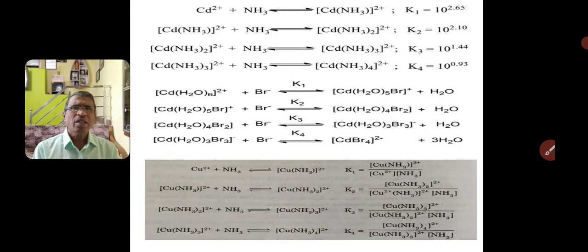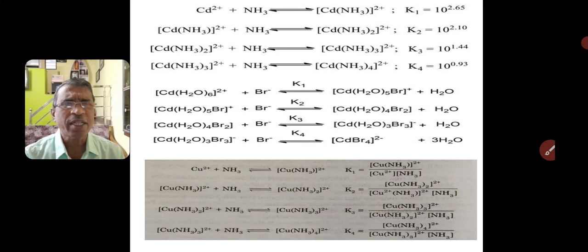So these are the equations concerned with the cadmium as well as copper complexes, how the formation constants are calculated and how the values are given. As I have said, in case of the cadmium complex, the value is given as K1 is equal to 10 raised to 2.65, K2 is equal to 10 raised to 2.10, K3 is equal to 10 raised to 1.44. Instead of writing 10 raised to this, we are using the log values. So here log K1 becomes 2.65, log K2 becomes 2.10, and so on.